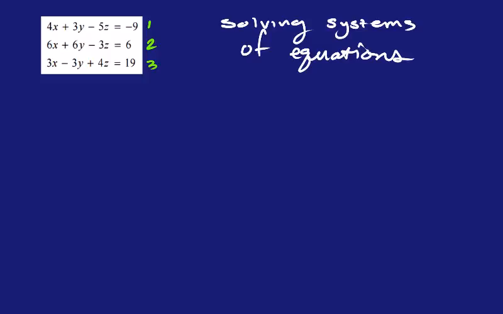The first thing that you want to do when trying to solve this system is take the overall approach and look at the system and decide which variable, whether it be x, y, or z, has an easier time of getting a common multiple. When I look at the x's, 4, 6, and 3, a common multiple could be 12. When I look at the y's, 3 and 6, a common multiple is 6, that's easy.